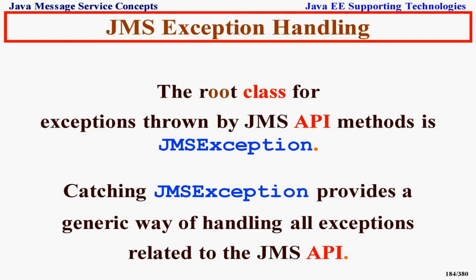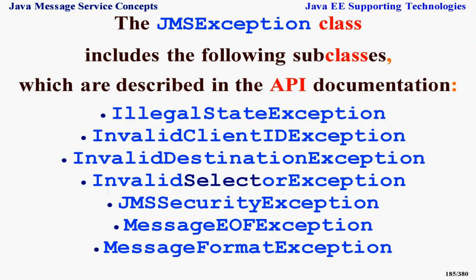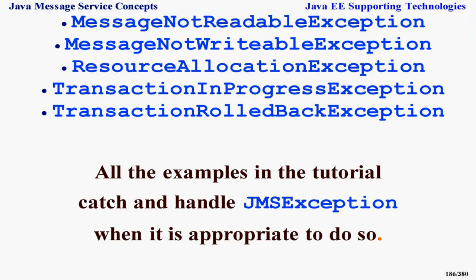JMS Exception Handling. The root class for exceptions thrown by JMS API methods is JMSException. Catching JMSException provides a generic way of handling all exceptions related to the JMS API. The JMSException class includes the following subclasses, which are described in the API documentation: IllegalStateException, InvalidClientIDException, InvalidDestinationException, InvalidSelectorException, JMSSecurityException, MessageEOFException, MessageFormatException, MessageNotReadableException, ResourceAllocationException, TransactionInProgressException, TransactionRolledBackException. All the examples in the tutorial catch and handle JMSException when it is appropriate to do so.